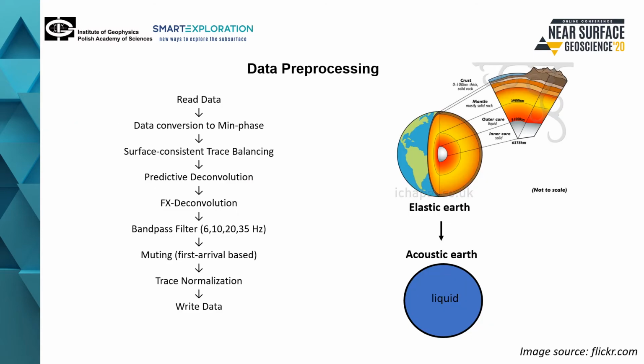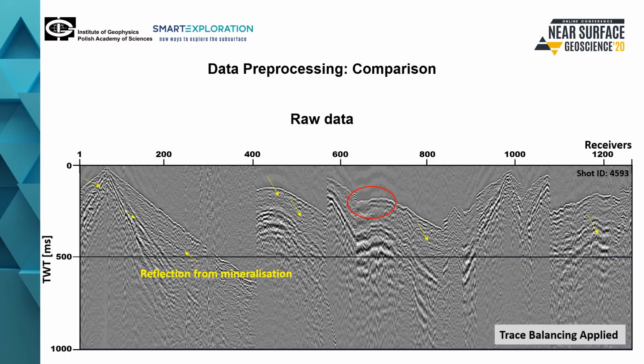For the current study, we used acoustic FWI for velocity model building. As we all know that the Earth is not acoustic but elastic. Therefore, we need to mimic the data in a way how it could have been recorded in an acoustic Earth. Along with this, the pre-processing was mainly focused on enhancing the first arrivals, increasing the local coherency and signal-to-noise ratio.